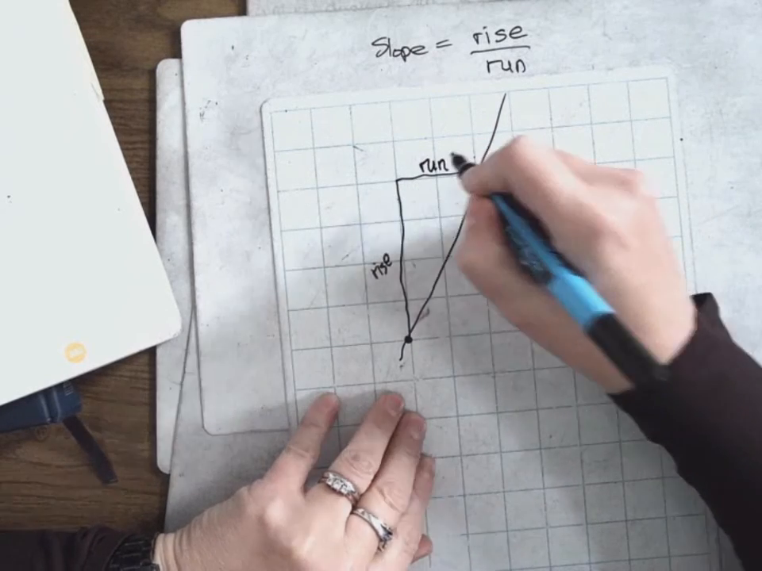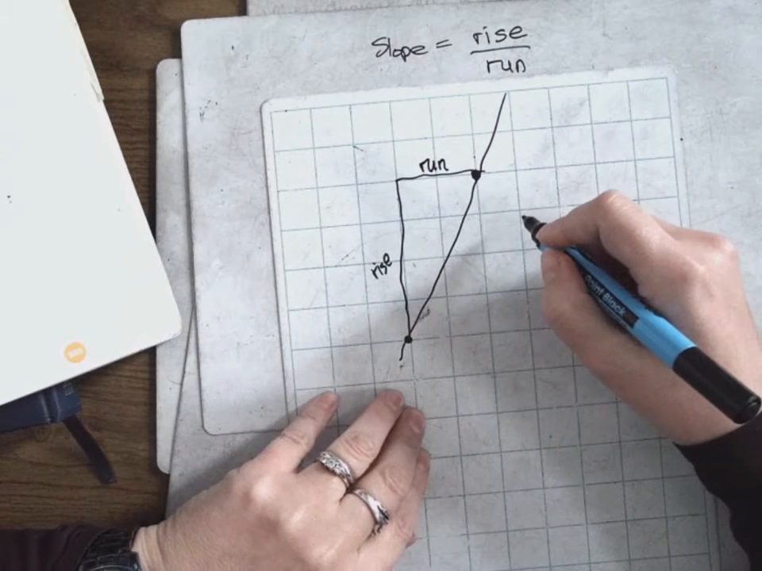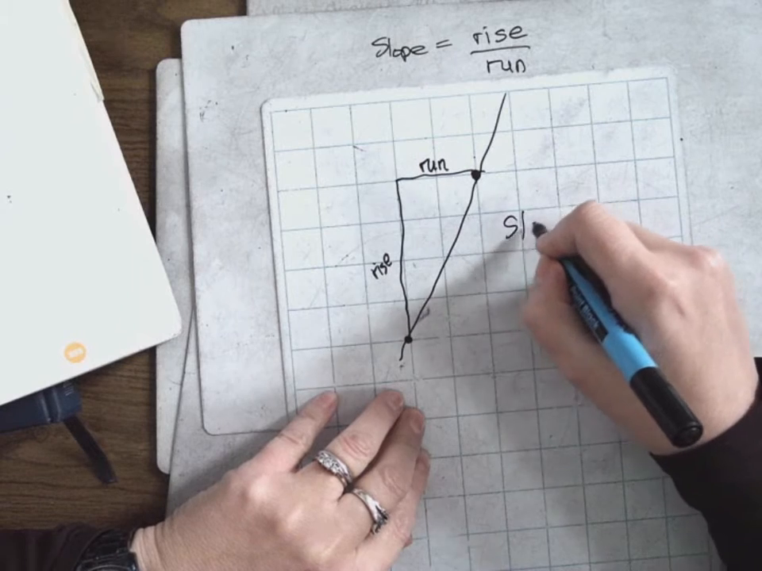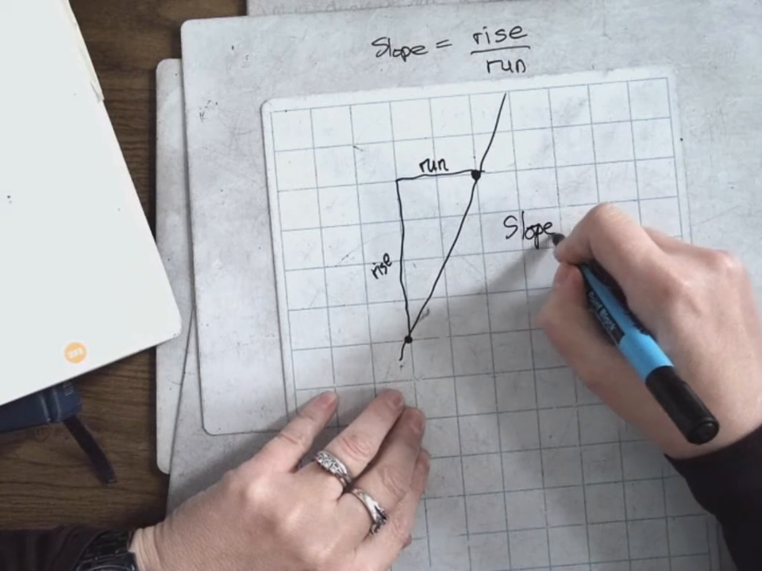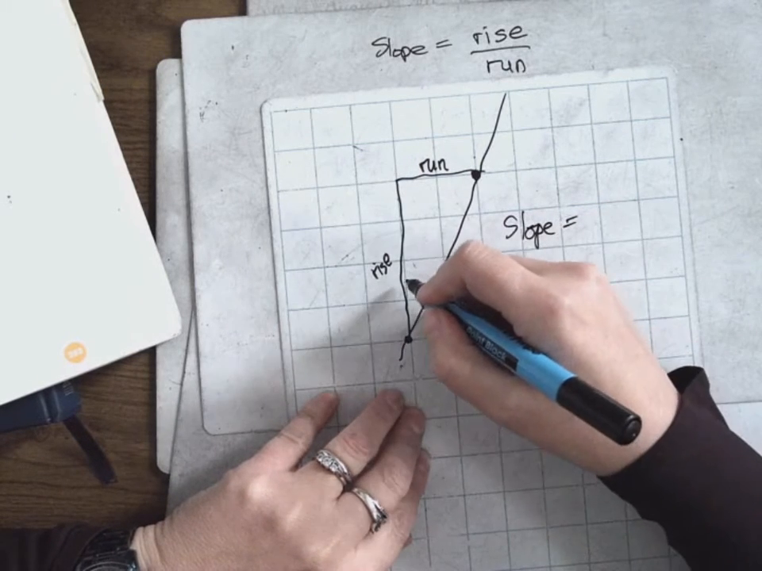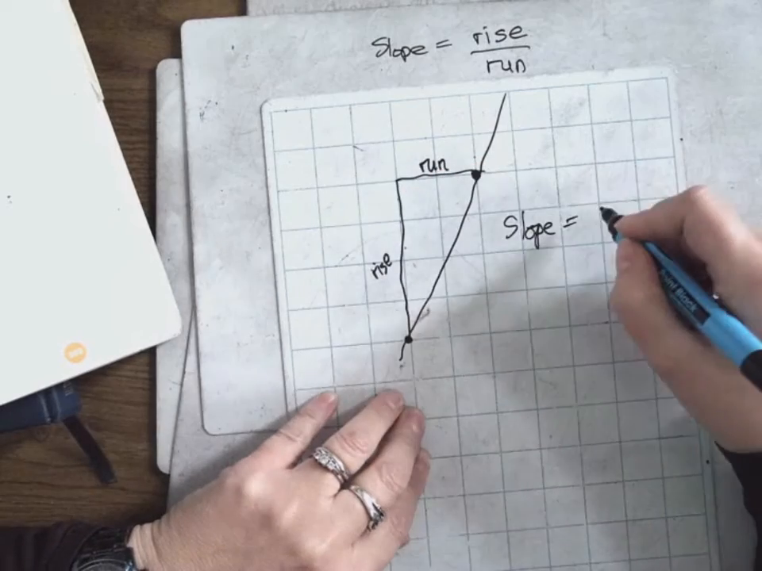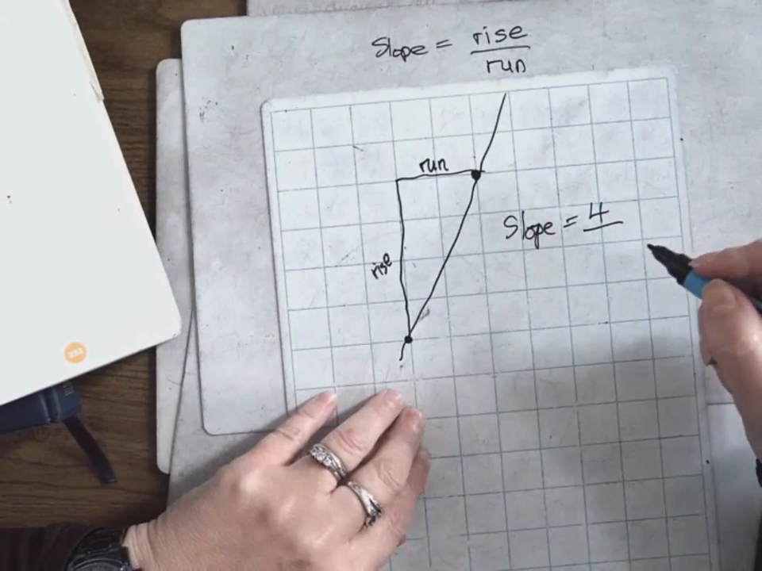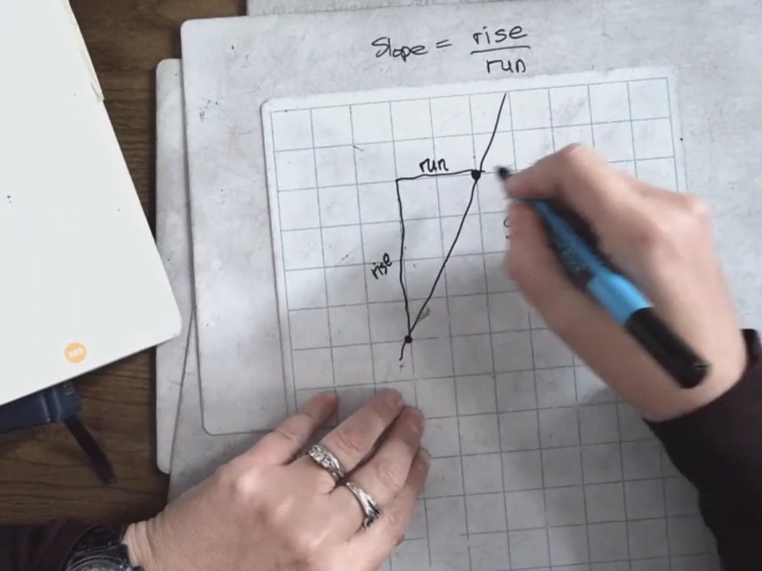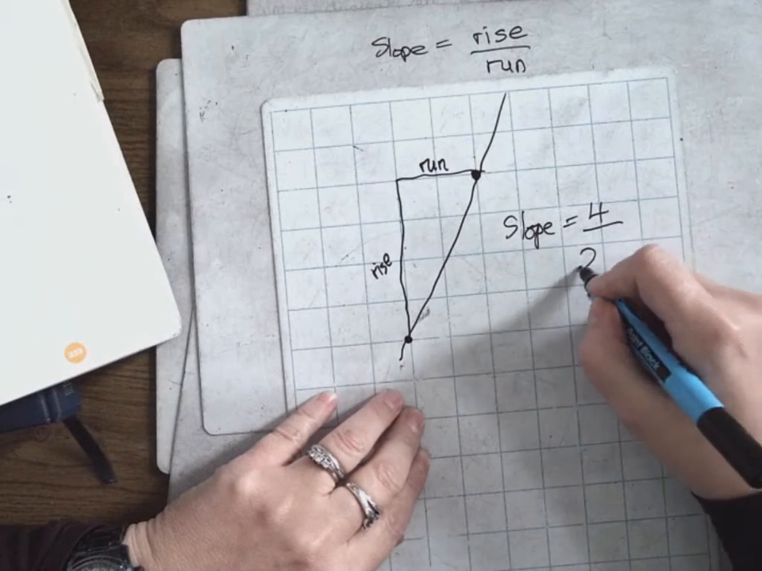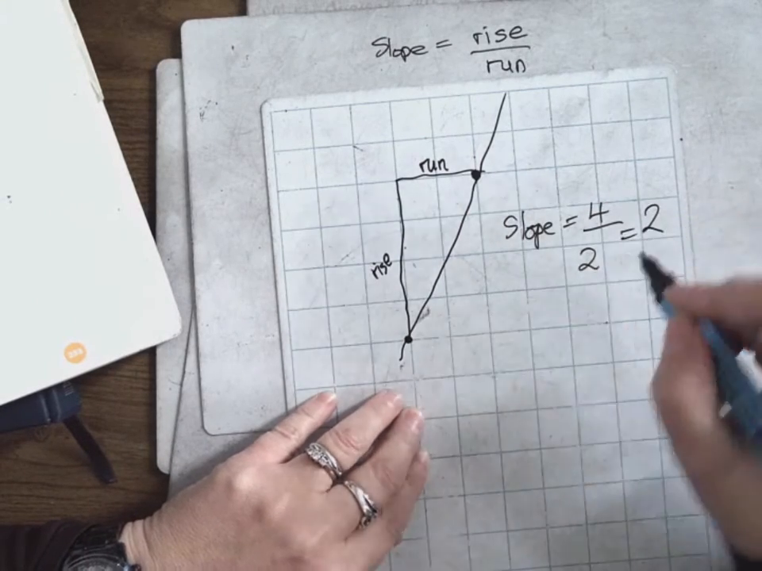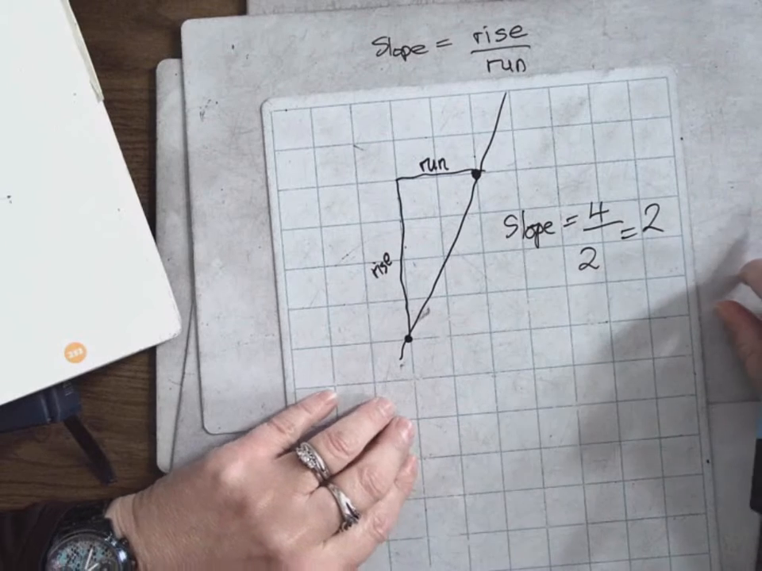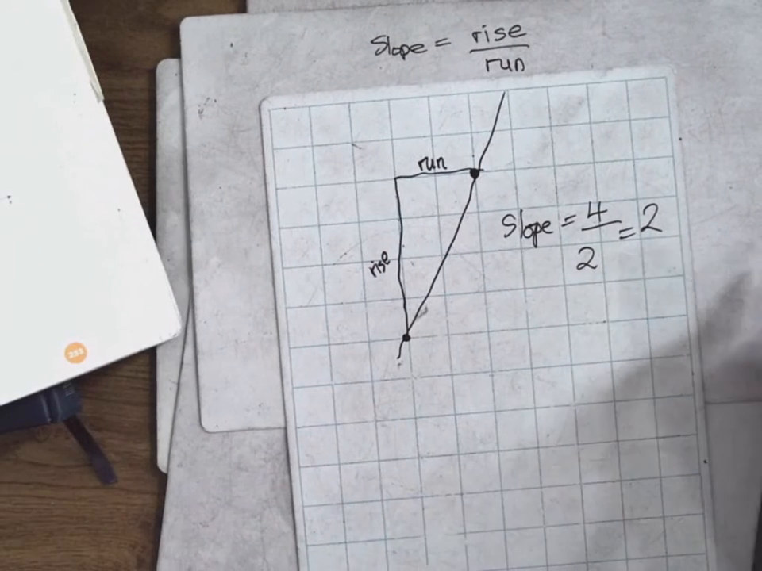Is that okay? So the rise is how many boxes up did you go? So the slope of this line, how many boxes up did you go? 1, 2, 3, 4. I went up 4 boxes, right? The run is how many boxes across did you go? How many boxes across did I go? 2. So 4 over 2 is 2, so the slope of that line is 2.